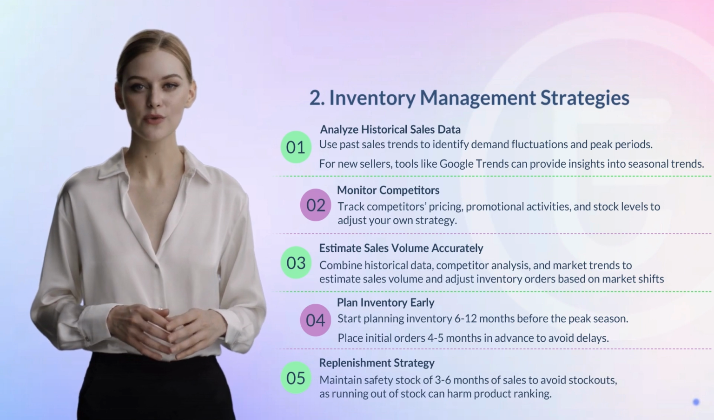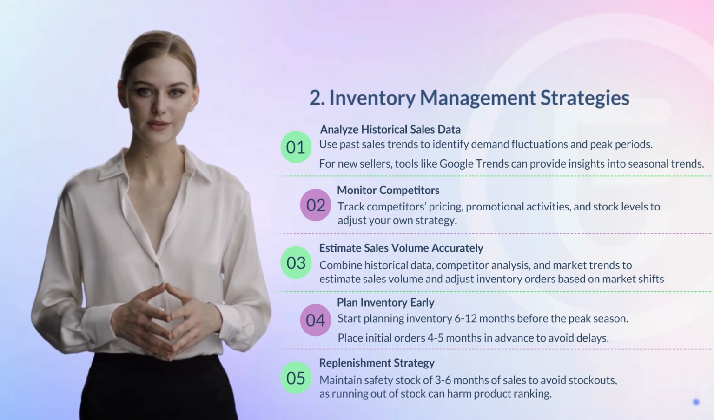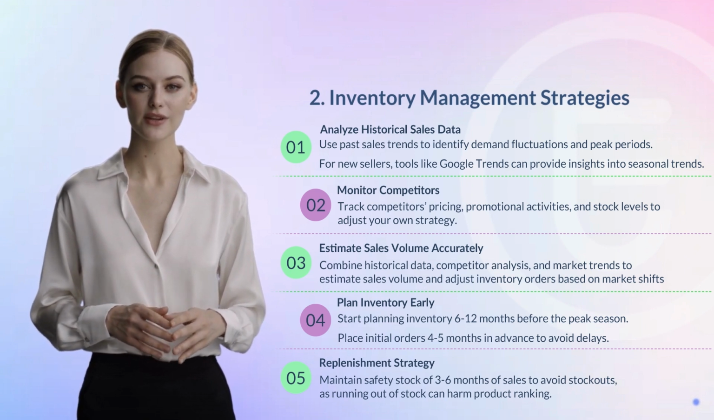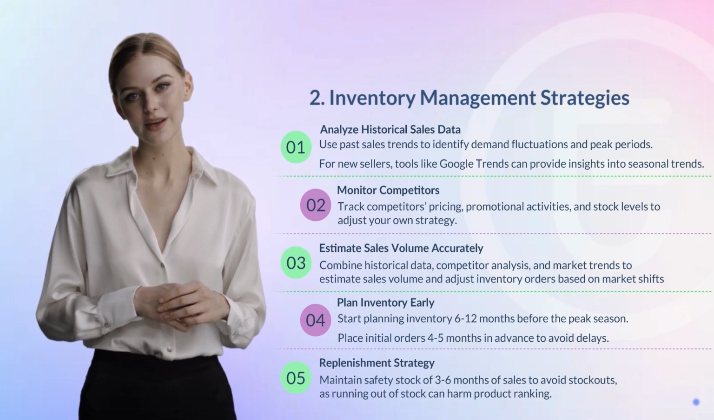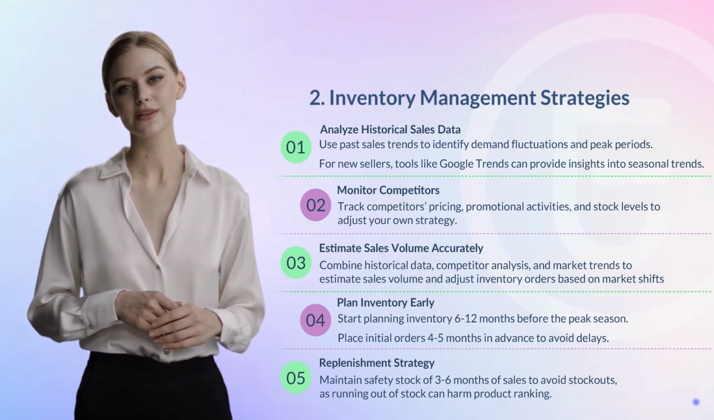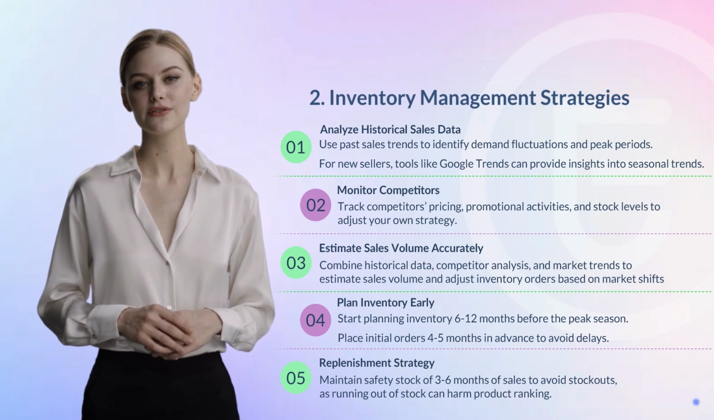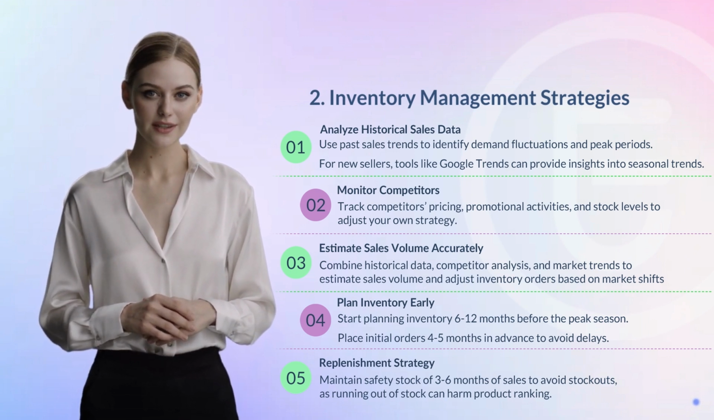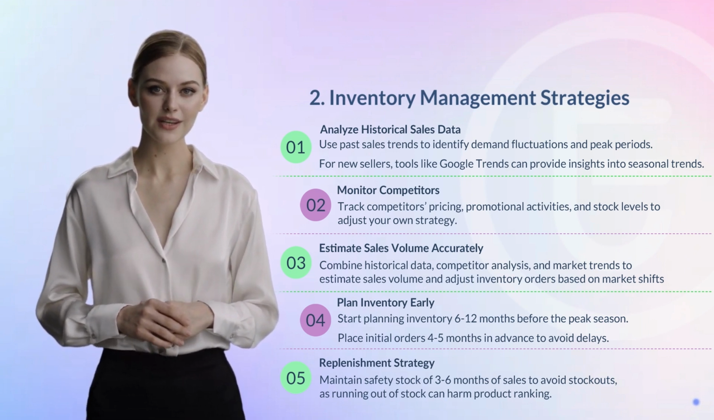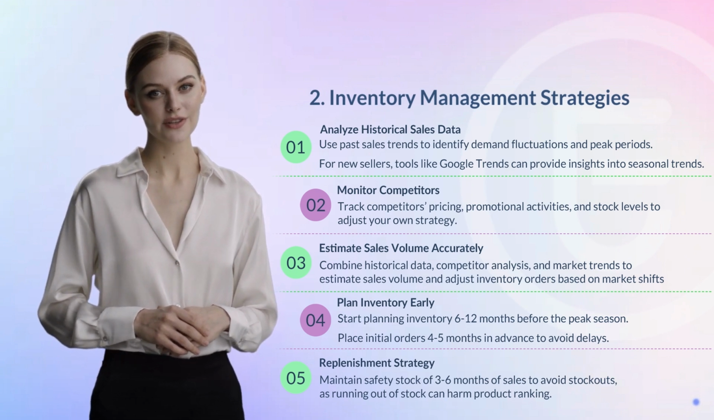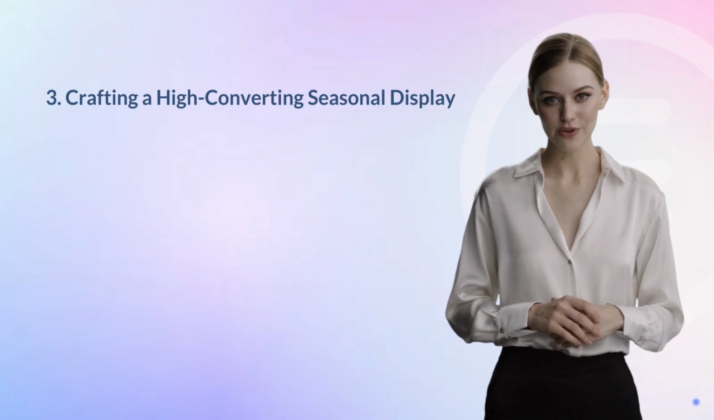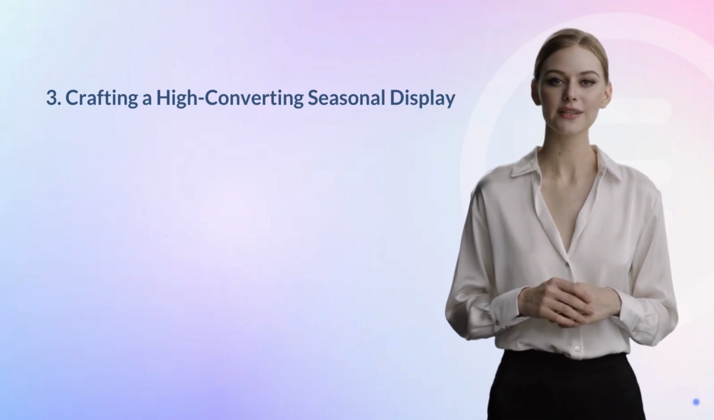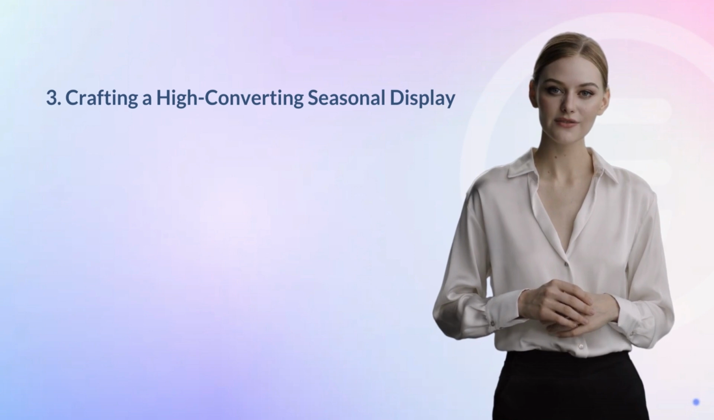Another crucial aspect of inventory management is product replenishment. Maintain a safety stock equivalent to 3 to 6 months of sales to prevent stockouts. For Amazon sellers, running out of stock is more dangerous than having slow sales, as it can negatively impact product ranking or even cause a listing to lose visibility. If sales exceed projections, having backup inventory readily available can make the difference between capitalizing on high demand and losing customers to competitors. The key to selling seasonal products includes product selection, strategic launch planning, inventory management, and marketing strategies.